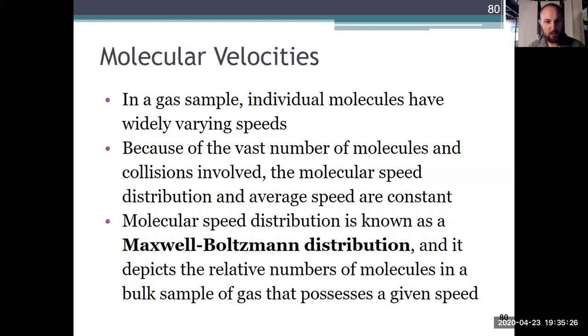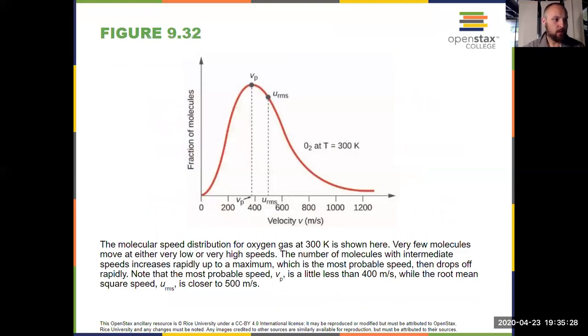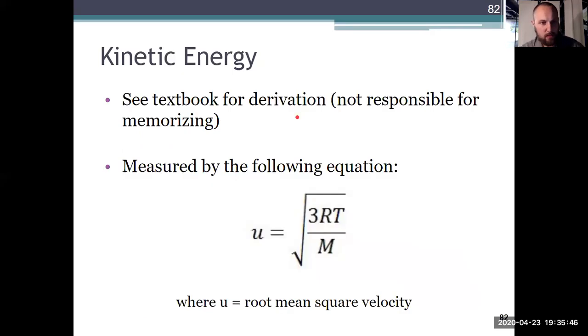So what do they look like on a graph? Okay, we've got, right, 2 points here, our velocity and our most probable speed, right? Root mean square speed right here, right? Most probable speed and root mean square speed. So what do those look like, right? Kinetic energy and root mean square speed.